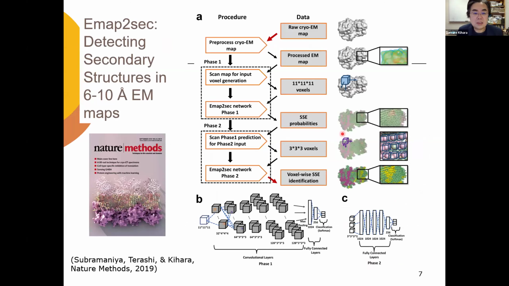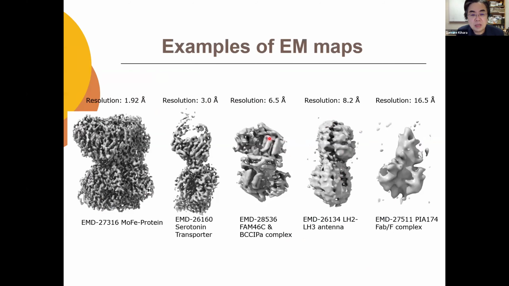So, okay, I start from a lower resolution from 6 to 10 angstrom. At 6 to 10 angstrom, you see this kind of images, you don't see the atom position at all, basically. But you may be able to see some backbone directions.